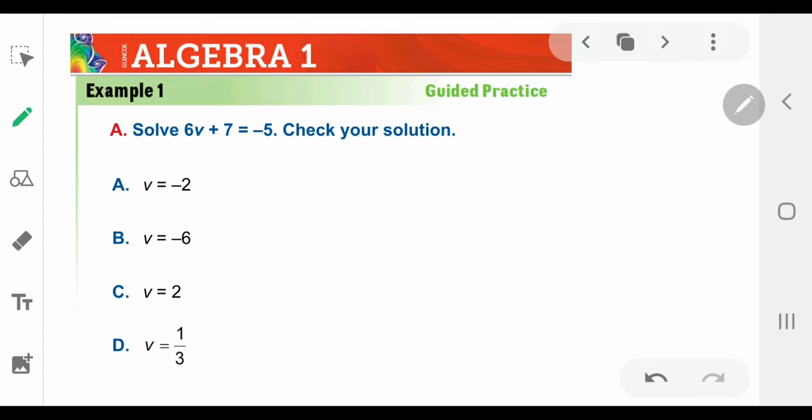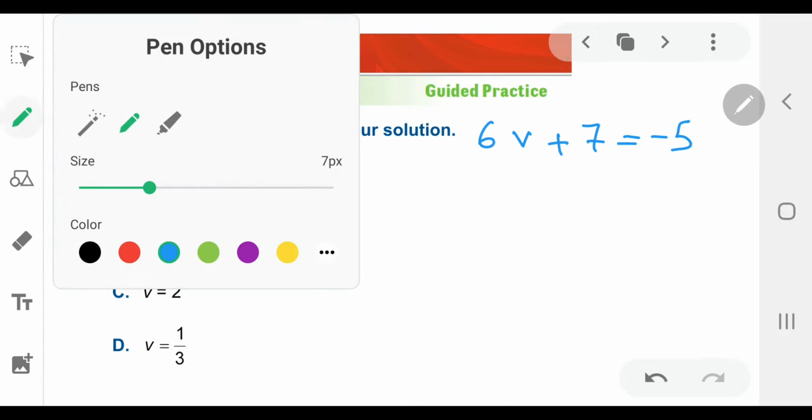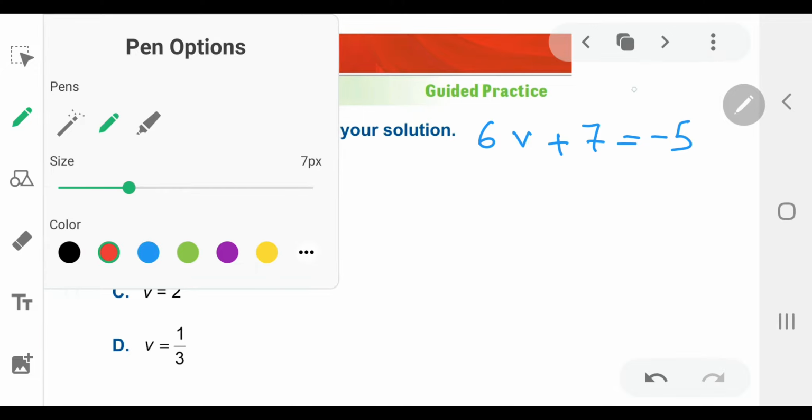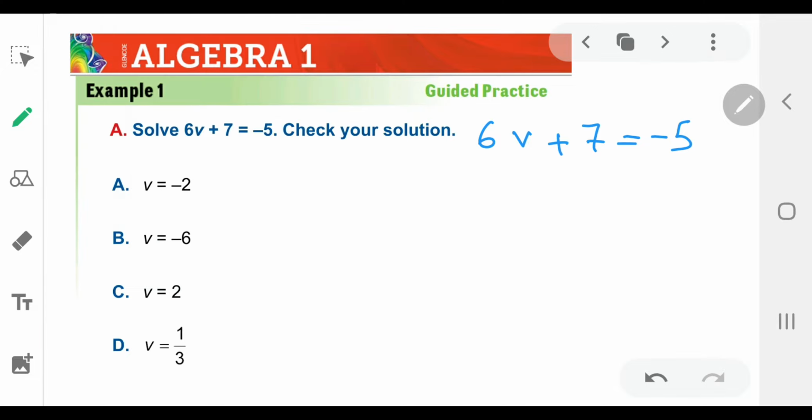Okay, what do we have here? Again, a multi-step equation. 6v plus 7 is equal to negative 5. Again, we always get rid of the shopping bag first, and then we take off the backpack. So I'm going to get rid of the 7 by dragging it to the other side. It was 6v plus 7. I drag the 7 to the right-hand side with the opposite sign.